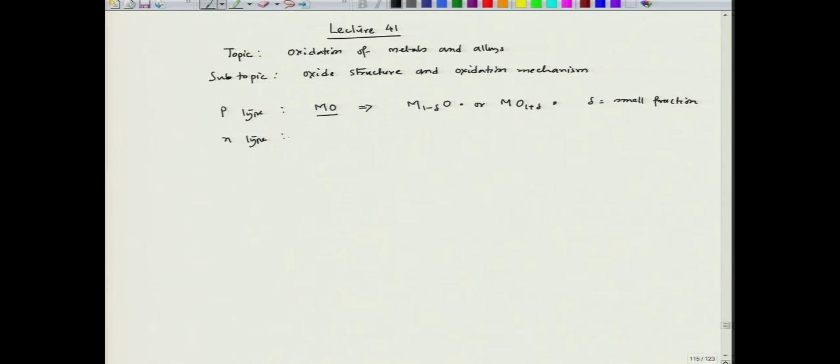N type also has two situations. For example, again this is MO, which is an N type oxide, let us say. Then it could be either M1 plus delta O or MO1 minus delta. These two situations are possible, where again delta is a small fraction, which is a measure of non-stoichiometry.